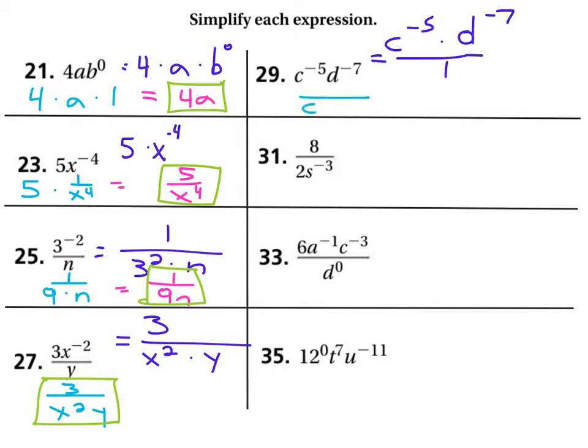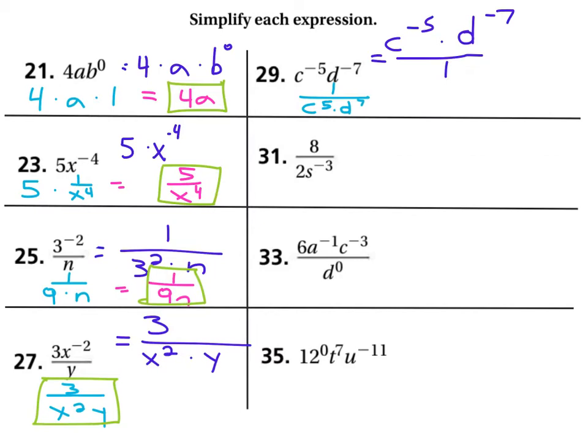The fraction bar is here. The c to the negative 5 jumps the fraction bar, and in the process of doing it, it uses up that negative on the exponent, so it becomes a positive 5. And the d to the negative 7 also jumps the fraction bar to the bottom to become a positive exponent of 7. Now what's left on top? I don't see anything on top, so I put it as a 1.